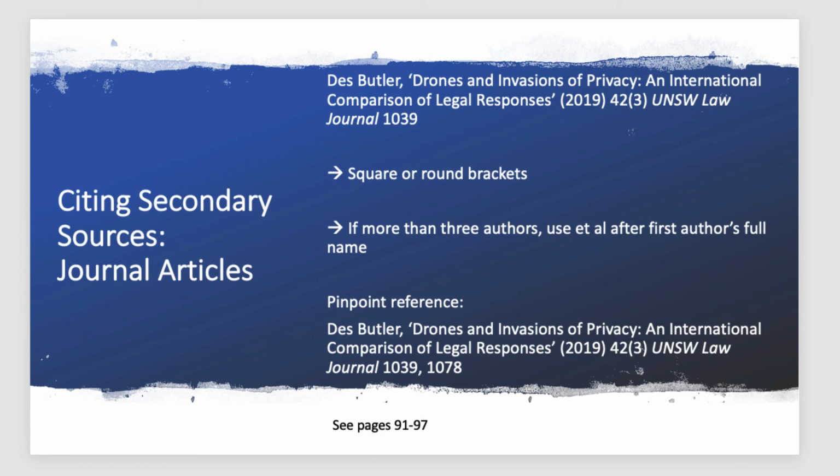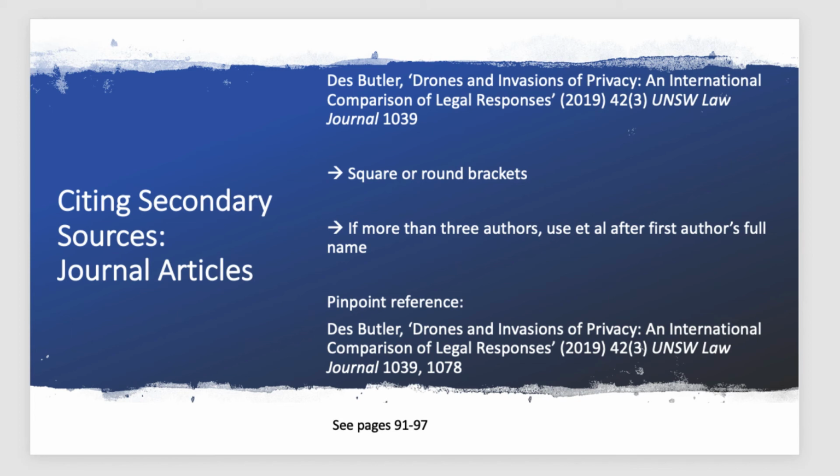So you can see there that the title of the journal article is placed into single quotation marks and there are no italics. Next follows the year of the journal article in brackets, and again, similar to cases, round brackets indicate that you locate the relevant paper by reference to the volume number, whereas square brackets indicate that it's the year that guides the location of the source. Then the volume number follows the year, so you can see on the example slide there that it's volume 42 of the UNSW Law Journal.